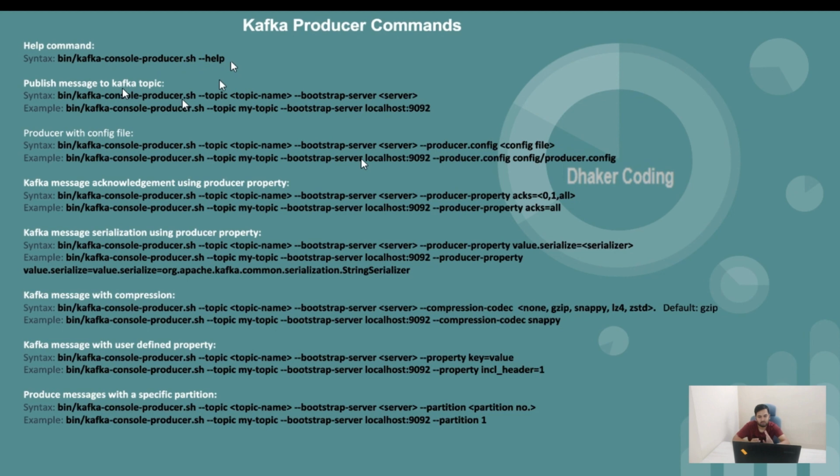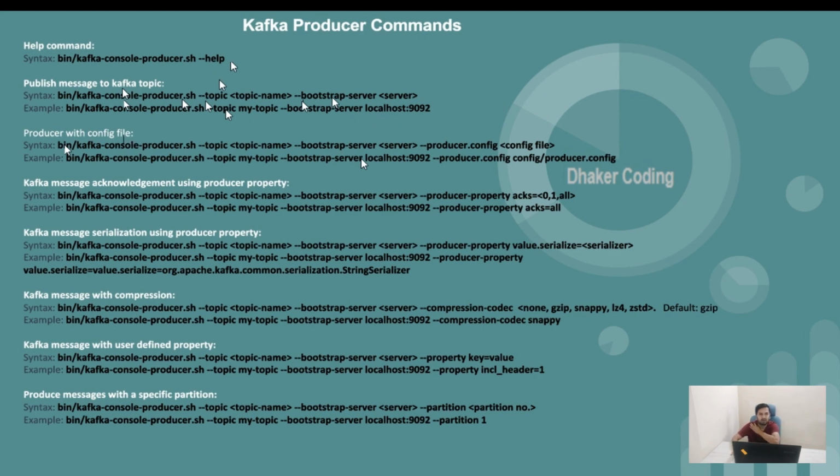Now let's say I want to publish a message to a specific Kafka topic. So I will create a producer using kafka-console-producer.sh. Give the Kafka topic name to which I want to publish the message, and the broker I am using to publish the message, using --bootstrap-server. Here in the example you can see I want to publish the message to my topic.